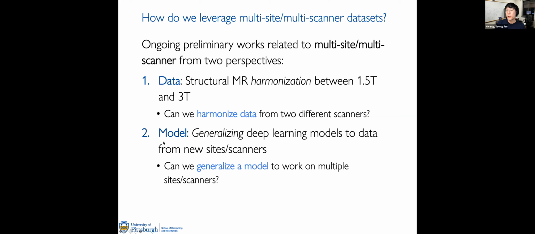The second one, which I'm going to talk a little more about, is how you can enable complicated machine learning and deep learning models so that they can be applied to scans from data sets, sites, or scanners that you have not seen before. So this is more about generalizing a model. One is to deal with this problem from a data perspective; the other is from the model development perspective.